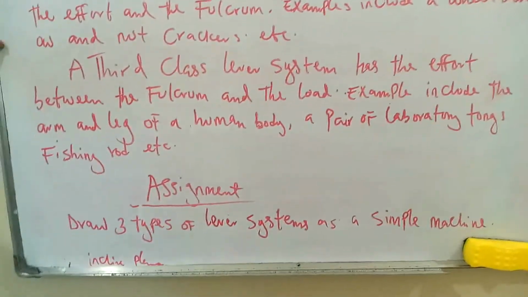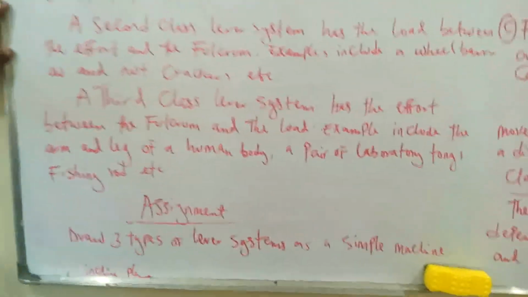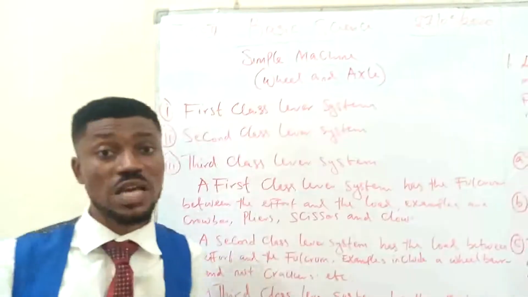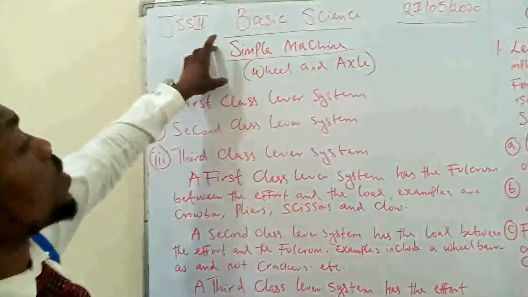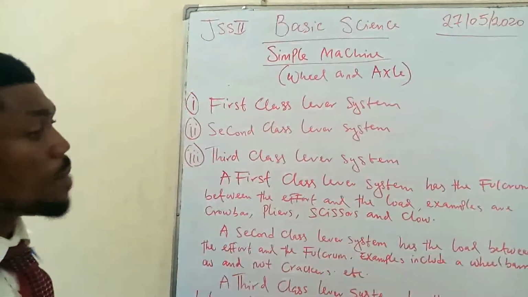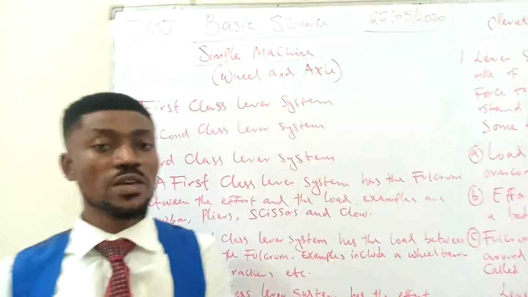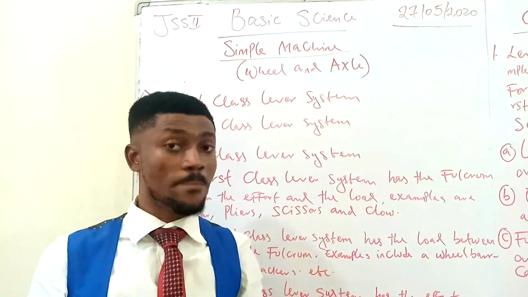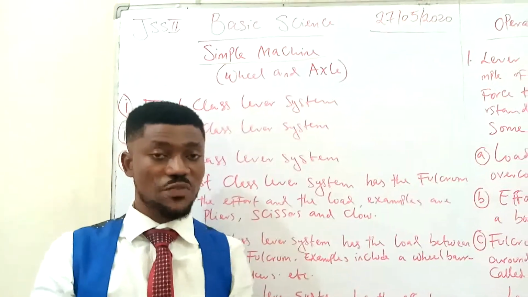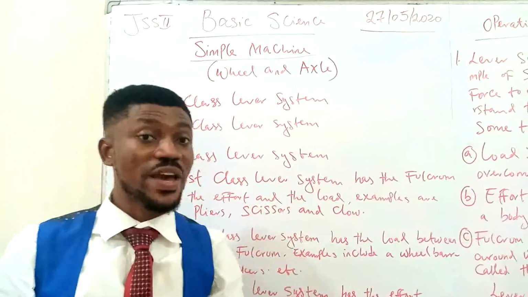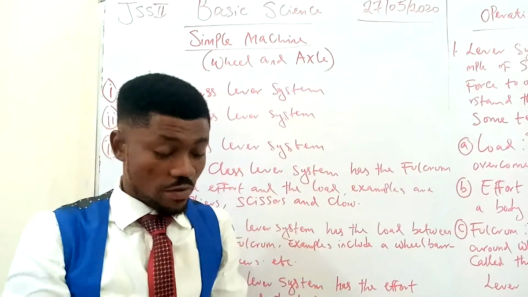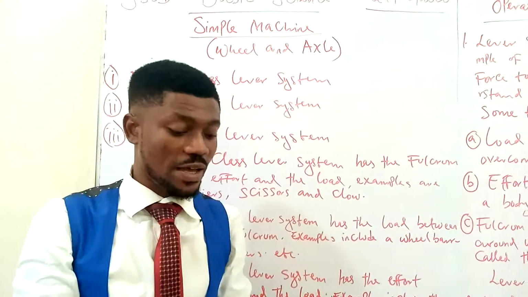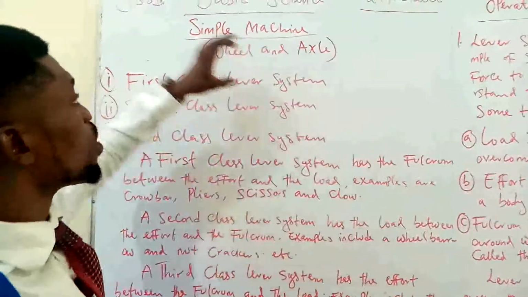In our next class, we'll be considering the second type of simple machine, which is the inclined plane. But before we conclude this lesson, or before I give you an assignment, let's have a recap. Don't forget, we were talking about the simple machine, and we defined a simple machine as an instrument or any equipment that can help man to carry out his activities or do his work effectively, easier, better, and without stress. That is what the simple machine does.